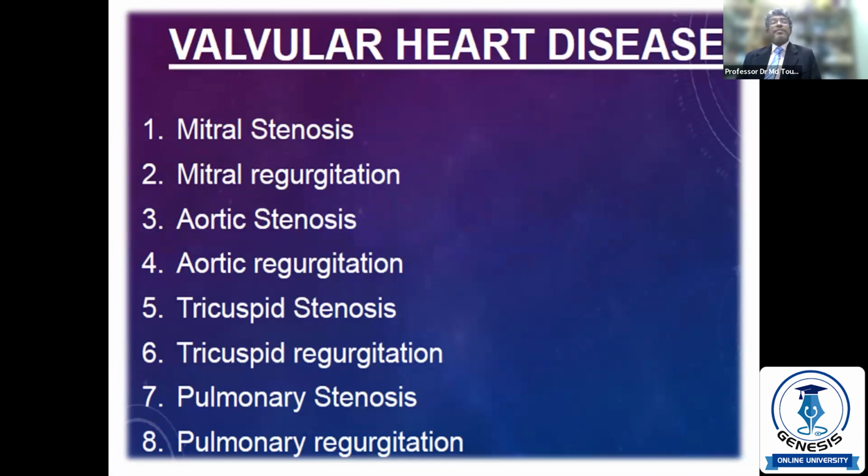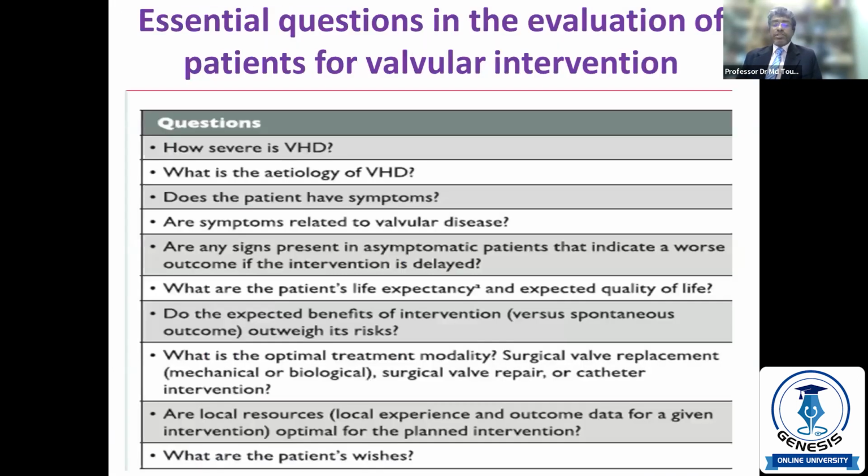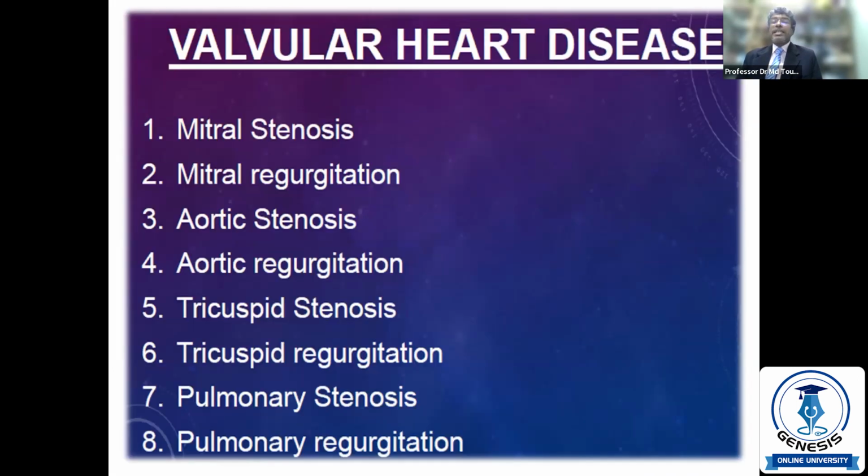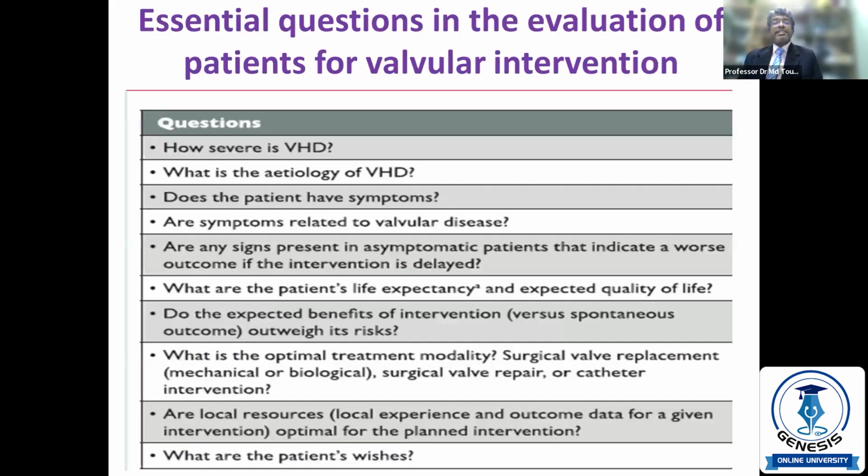So there may be mitral stenosis or mitral regurgitation, a stenotic or a regurgitation type of lesion in the mitral valve. There may be aortic stenosis as well as aortic regurgitation in the aortic valve. There may be tricuspid stenosis or tricuspid regurgitation in the tricuspid valve. And in the case of the pulmonary valve, there may be involvement that leads to stenotic or regurgitant lesions.